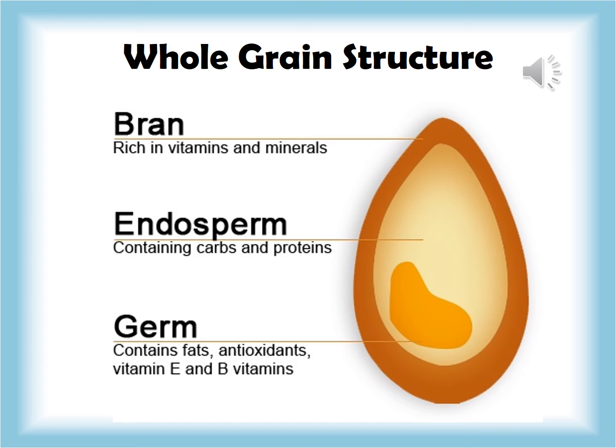If there was an exam and you were asked to explain the structural difference between whole and refined grains, it will be helpful to know this. So note that refined grains are just made from the endosperm, which just contains the carbohydrates and protein, so mostly calories without any other nutrients.